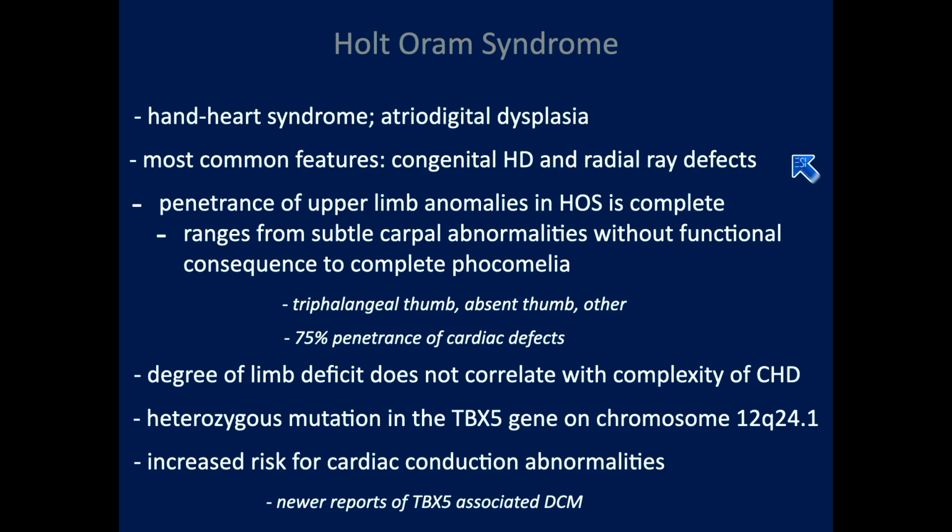And he's mutation proven, by the way. So to the extent that fetuses don't really show us their carpal bones, this can be tough if you're going to do it just phenotypically alone. But some of the things to look for: any range of upper extremity defect, typically the left side, triphalangeal thumb, etc. Importantly, the degree of limb deficit does not correlate with the severity or complexity of CHD, and the mutation typically is in the TBX5 gene.